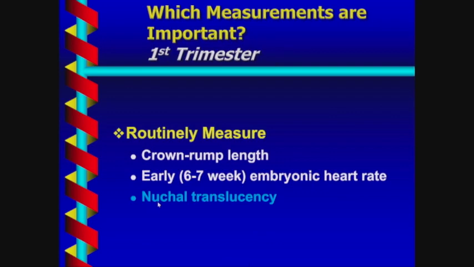So, overall, which measurements are important to do? In the first trimester, routinely measure the crown rump length. The early embryonic heart rate is useful for prognostic purposes. The nuchal translucency, I have to say, we do on 100% of our roughly 10 to 14 week pregnancies. I put it in a different color because the AIUM, et cetera, guidelines suggest doing it only on a subset of patients.